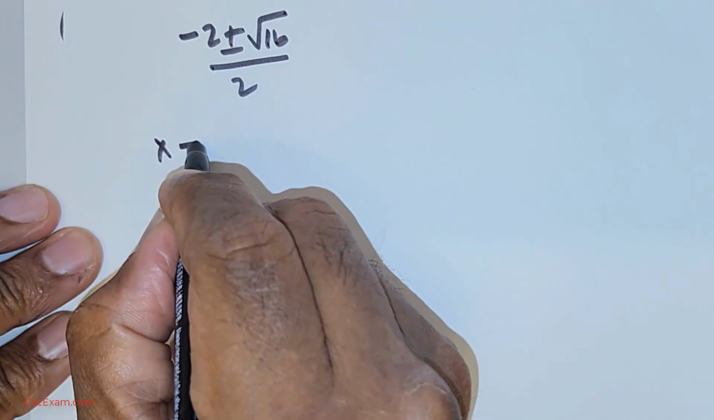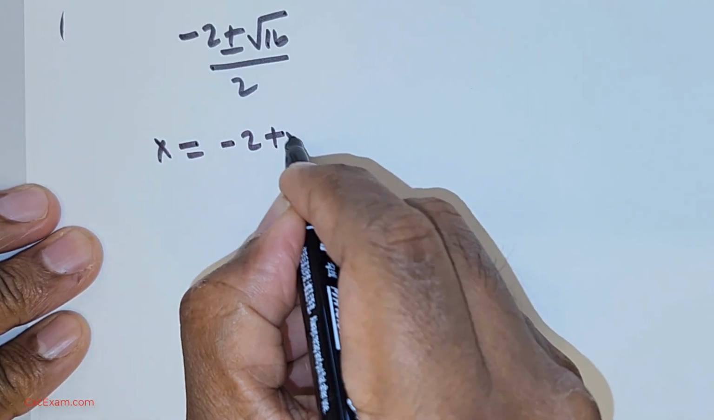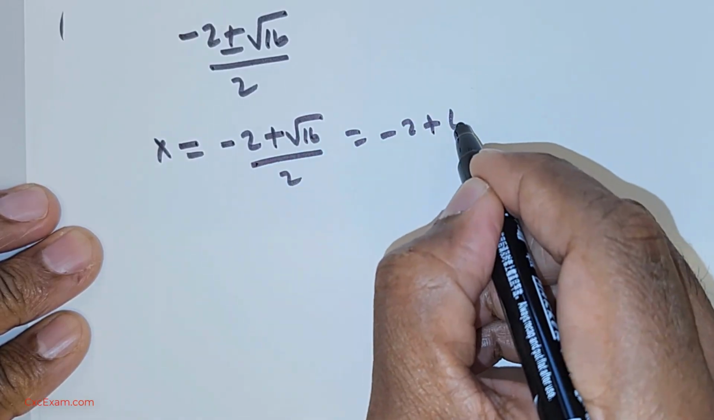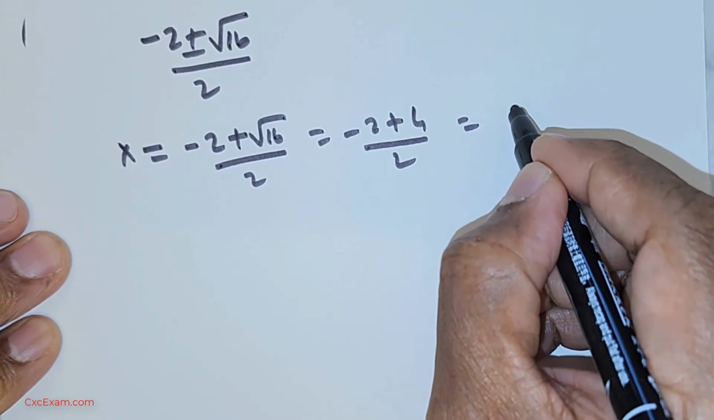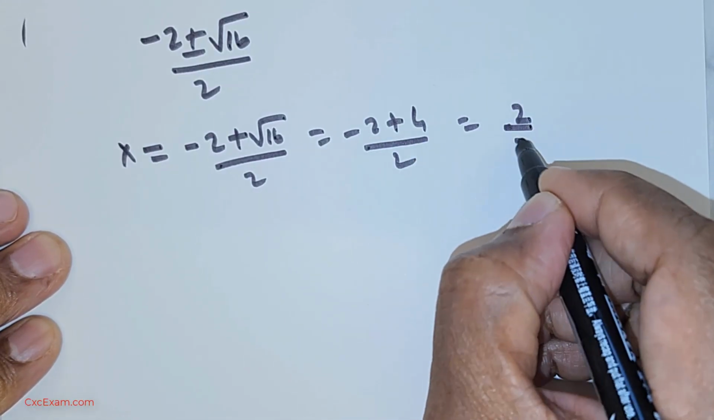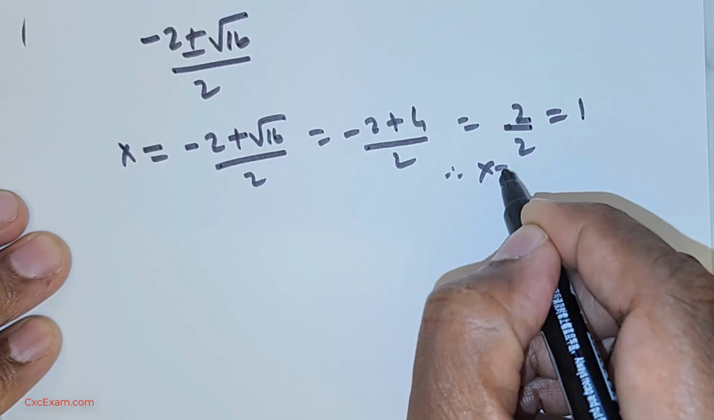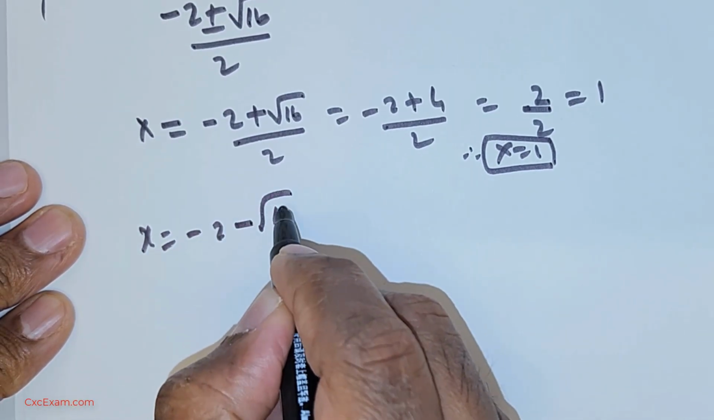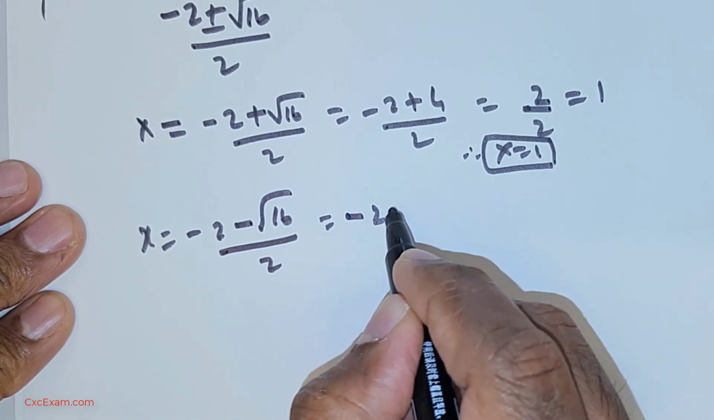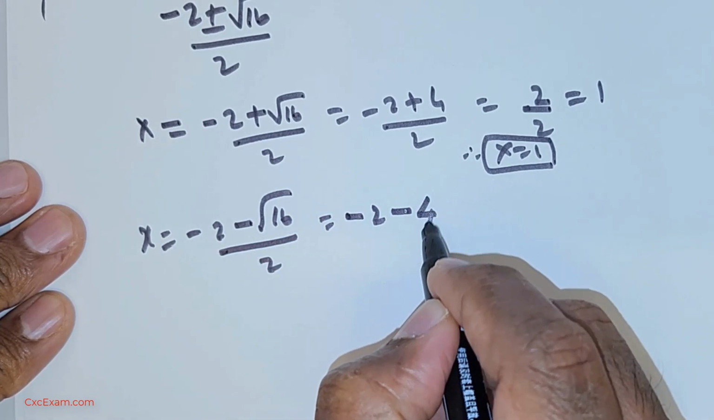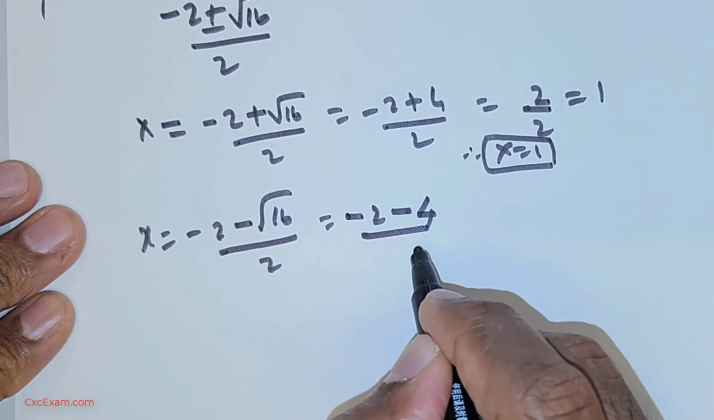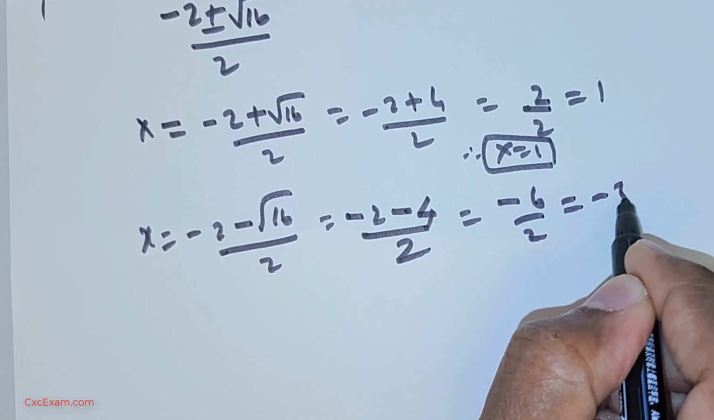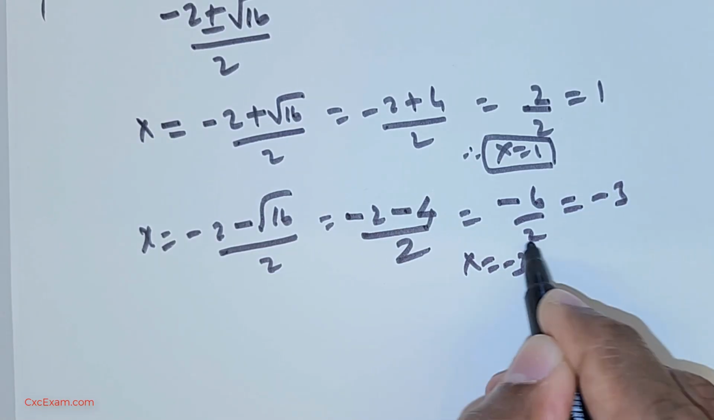X is going to take two values. X is equal to negative 2 plus root of 16 divided by 2. This is going to be negative 2 plus root of 16 is 4 divided by 2. So negative 2 added with 4 will give me 2 divided by 2, which means 1. So therefore x is equal to 1 is one value. Next, x is equal to negative 2 negative root of 16 divided by 2. This is going to be negative 2. Root of 16 is 4, which is preceded by a negative sign. So you have negative 6 divided by 2, which is going to give me negative 3. So x is equal to negative 3.